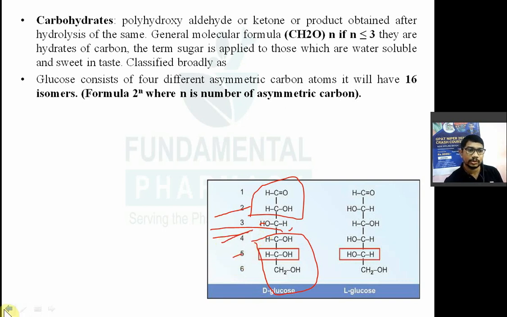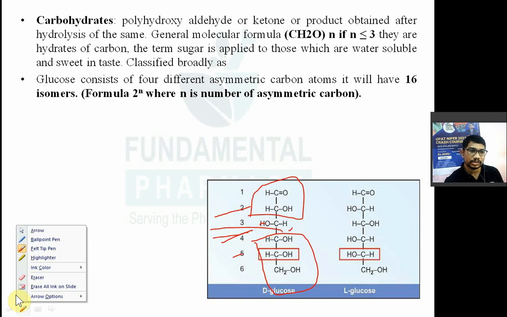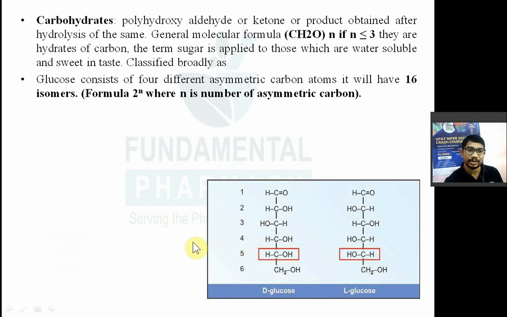Basically, how many asymmetric carbon atoms does glucose have? 4. Carbons 2, 3, 4, 5, all these are the asymmetric carbon atoms in glucose. So it will have 16 isomers. How many isomers does glucose have? 16. A glucose consists of 4 different asymmetric carbon atoms. Remember, this question has come in exams. Glucose has 4 different asymmetric carbon atoms, that's why it has 16 isomers.